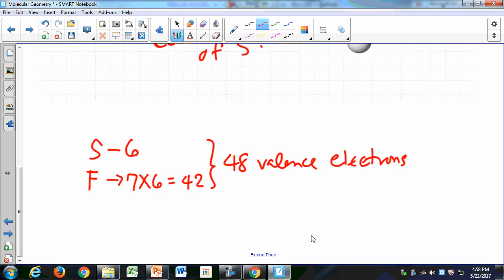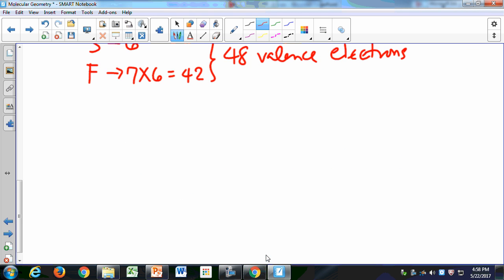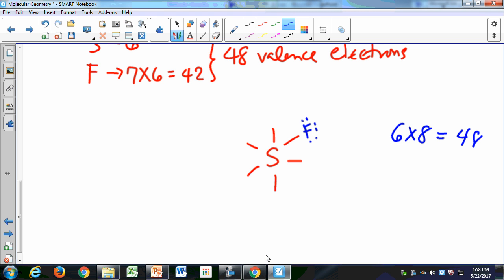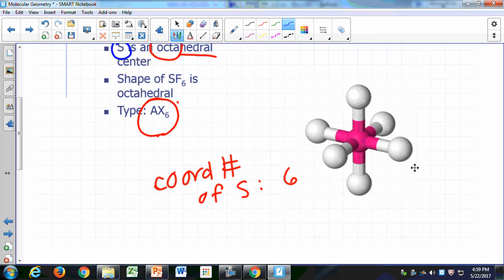Okay, so if you have 48 valence electrons, let's surround the sulfur by 6 fluorines. 1, 2, 3, 4, 5, 6. Each fluorine is going to have 3 lone pairs in addition to the single bond to get an octet. So we have 6 of these fluorines with an octet. 6 times 8, that gives you 48. Okay, so those 6 fluorine atoms, to stay as far away from each other as possible, take on what's called an octahedral geometry.